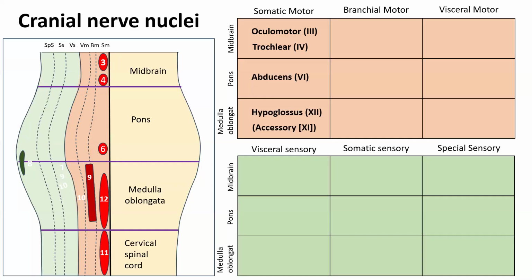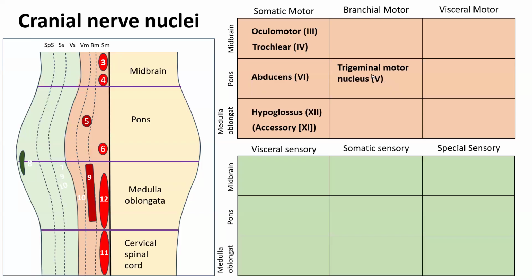The spinal accessory nucleus is a bit contentious. There are some who say it's not a somatic motor nucleus. It's not really important for this presentation. It's basically a motor nucleus that will innervate the sternocleidomastoid and trapezius muscle. Then we have branchial motor nuclei.